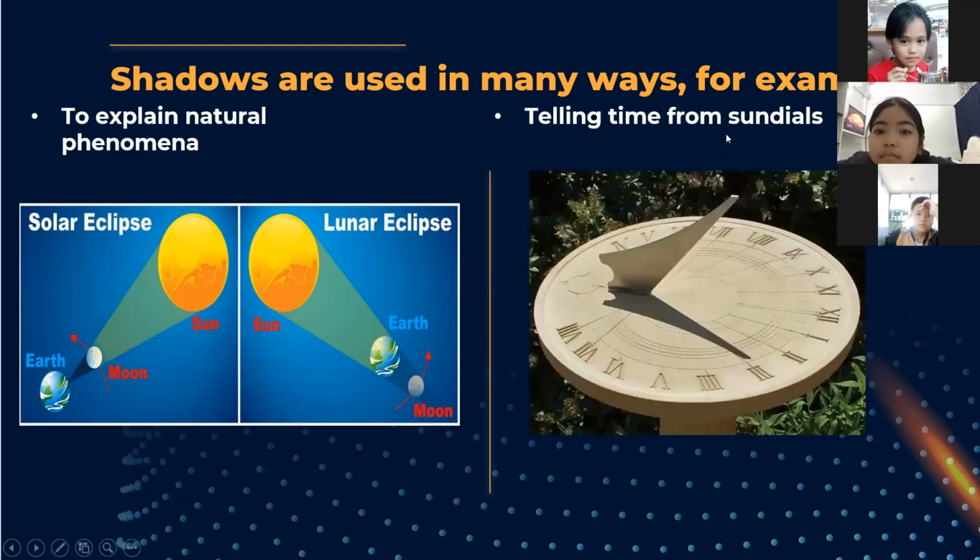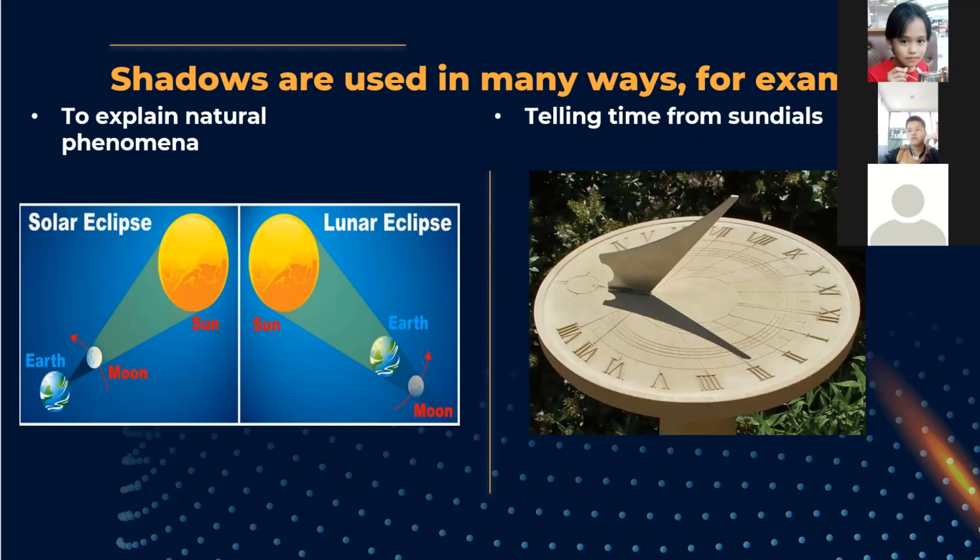Telling time from sundials. Do you know what this is? Okay, science fact class. This is called sundials. Everybody say sundials. Sundial. Okay, let me read what sundials are for you. Sundials are the earliest type of timekeeping device which indicates the time of day by the position of the shadow of some object exposed to the sun's rays.